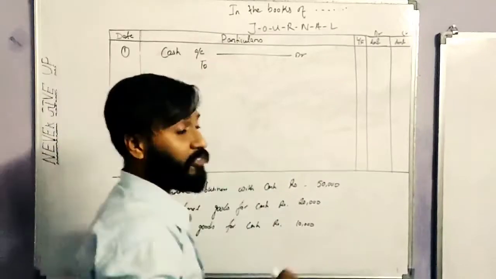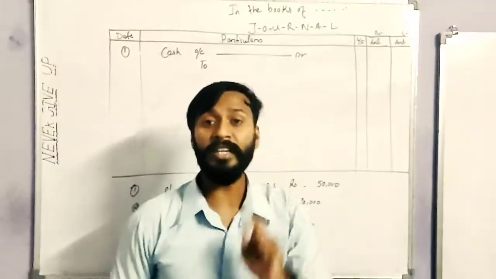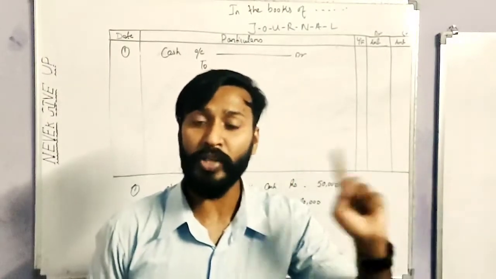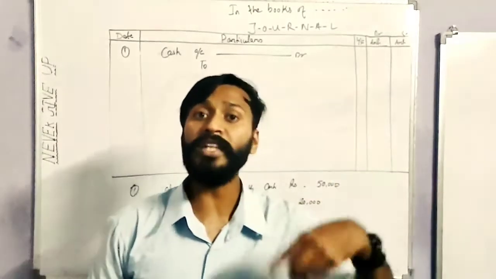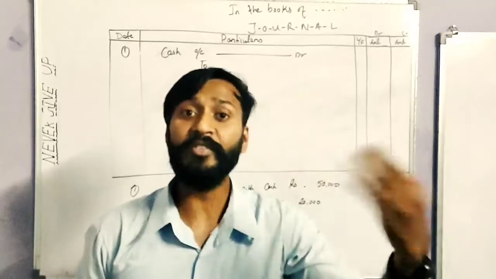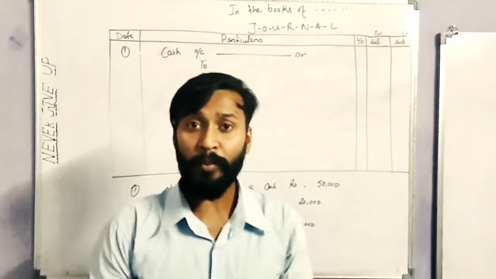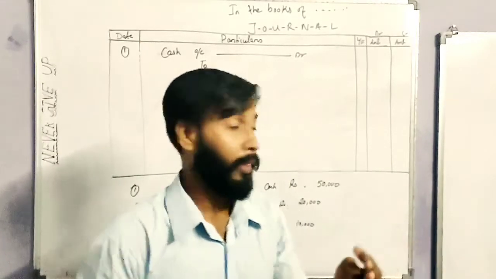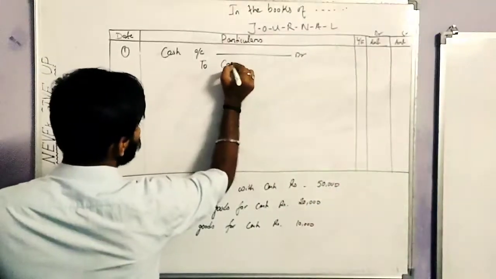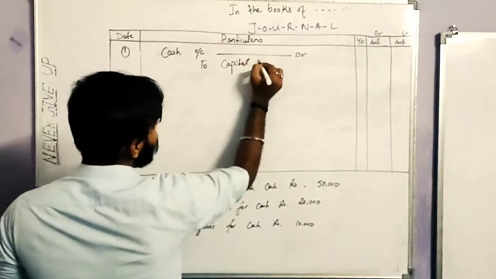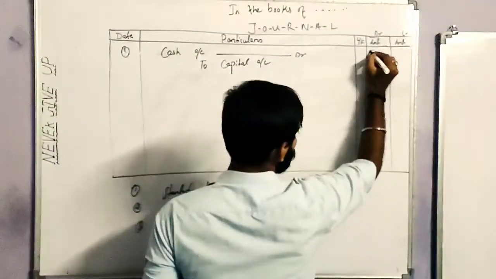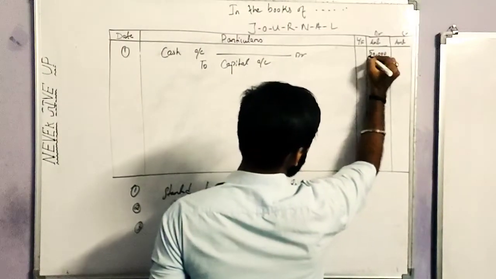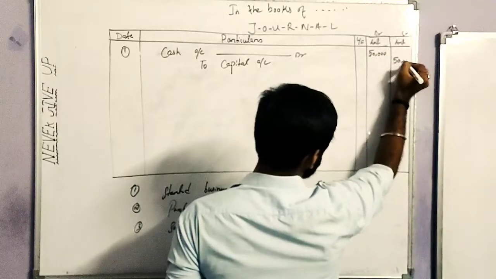Two, who is giving the amount? Capital. Capital is a personal account. So according to the personal rule, debit the receiver, credit the giver. Capital is giving the amount, so capital will be credited. So, to capital account. Amount is how much? 50,000 will be debited as well as 50,000 will be credited.